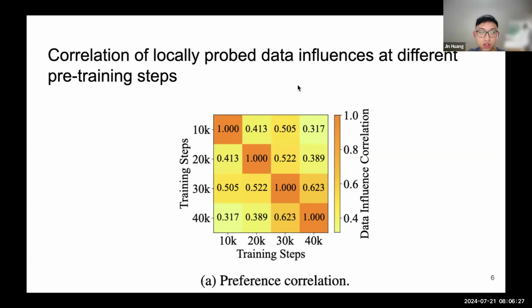This means that we need a dynamic method to adjust the selected data instances, and also a dynamic way of calculating the data influence based on the training steps.